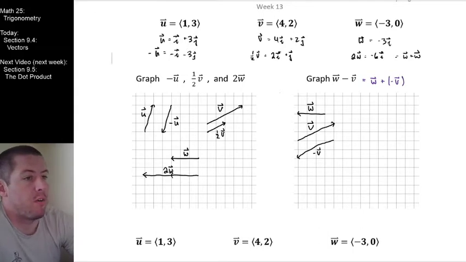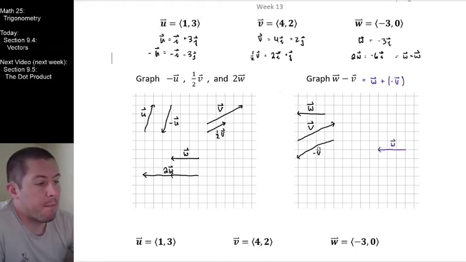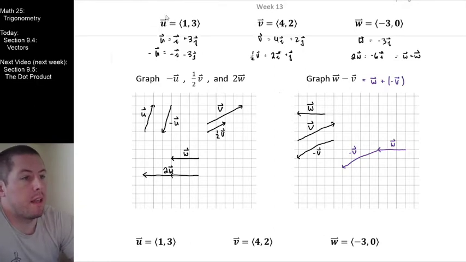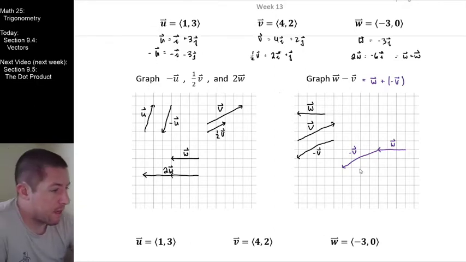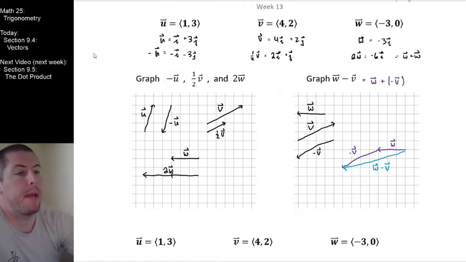So to get our answer over here, I guess I'll do this one in purple like I did the math over here. I'm going to do our instruction set for W, which says go left 3. So there's our W vector. From here, I'm going to go ahead and perform the negative V vector, which is going to tell me to go down 2, left 4. So there's the negative V vector. And so it seems to me like this should be our W minus V vector right here, that guy in blue.